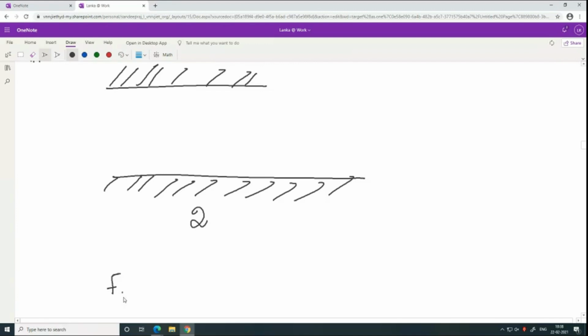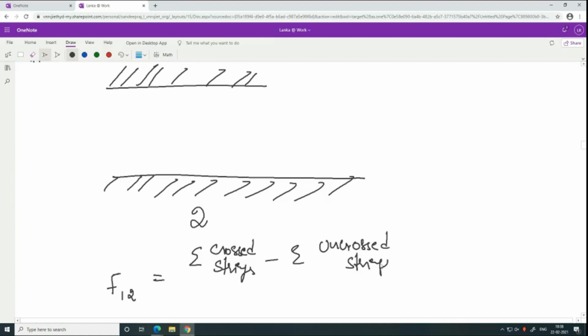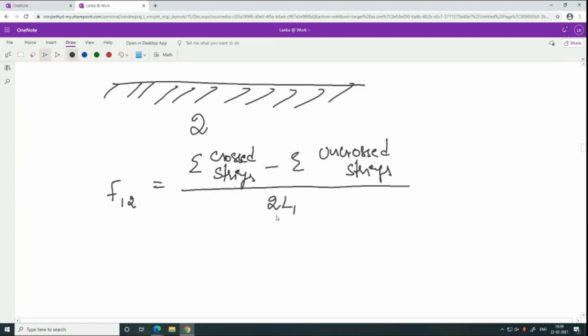F12 is the sum of crossed strings minus the sum of uncrossed strings, divided by 2 into L1. Okay, so let me explain this to you here.